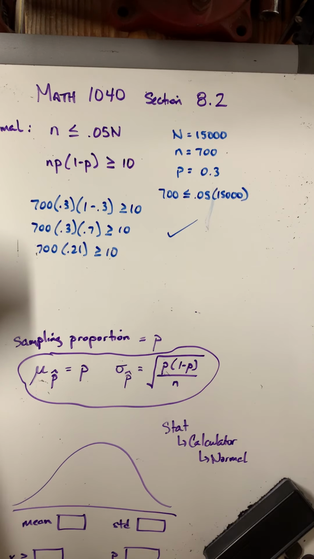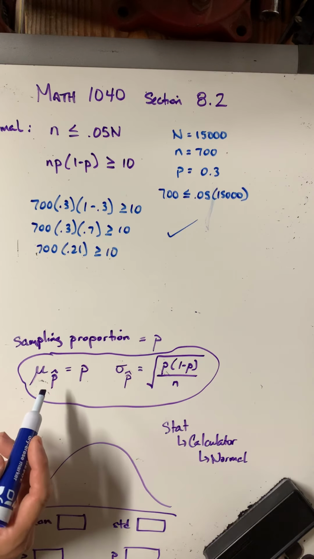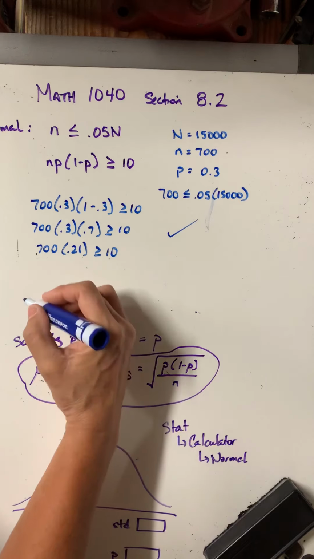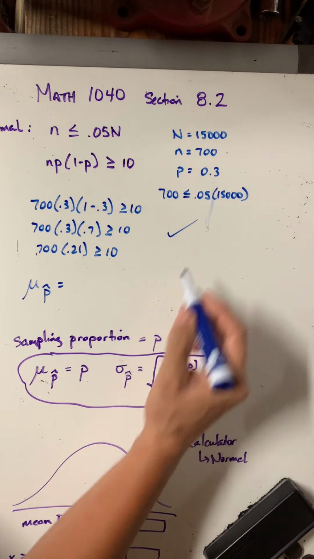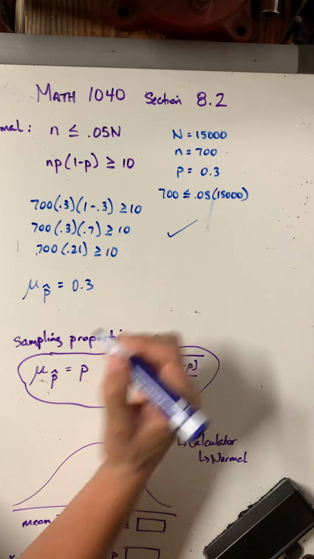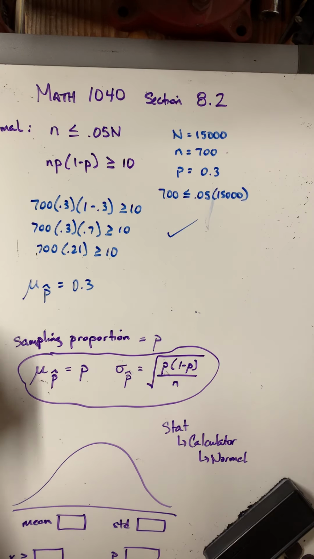And now they want us to determine the mean of the sampling distribution of p hat and then the standard deviation of the sampling distribution of p hat. So how do I find the mean? The mean of p hat equals p, which was 0.3. So there's no calculation to do there. You're just going to grab what that original p was. So that formula is easy.